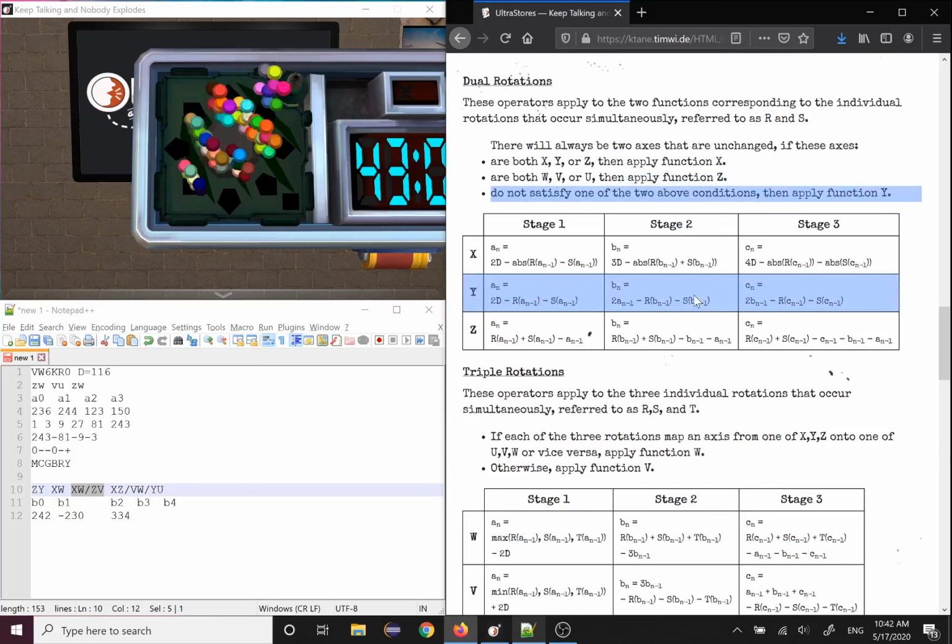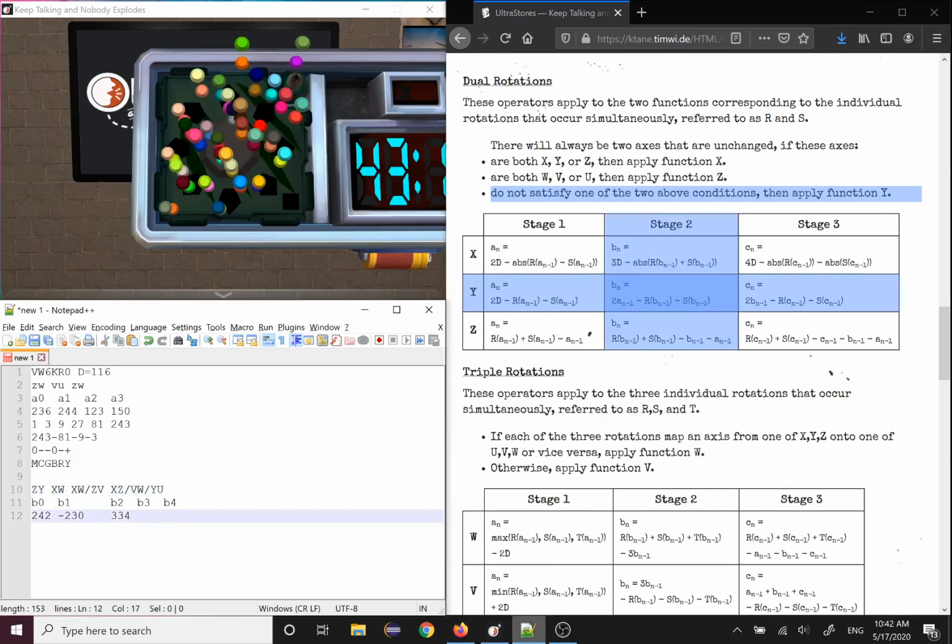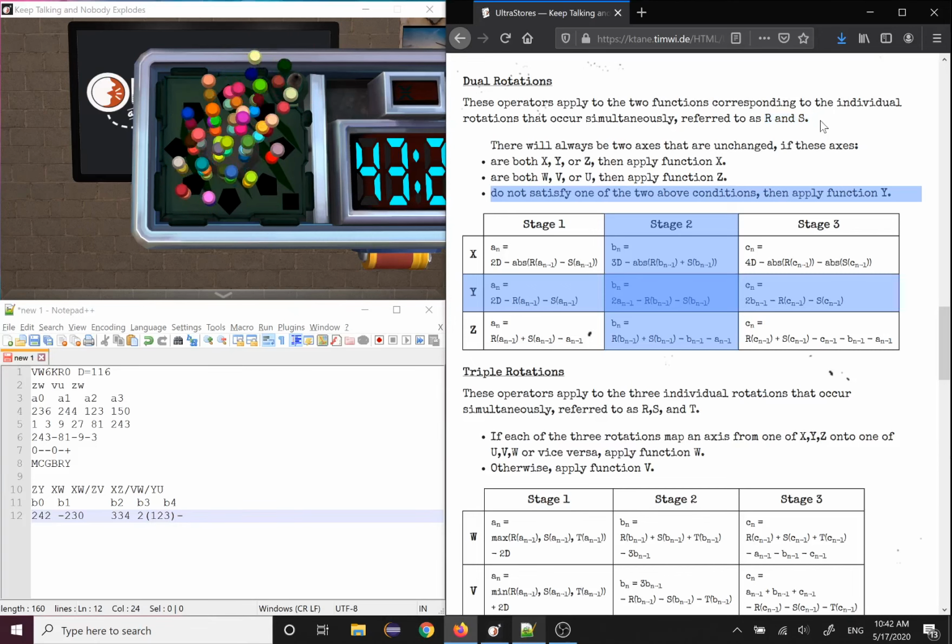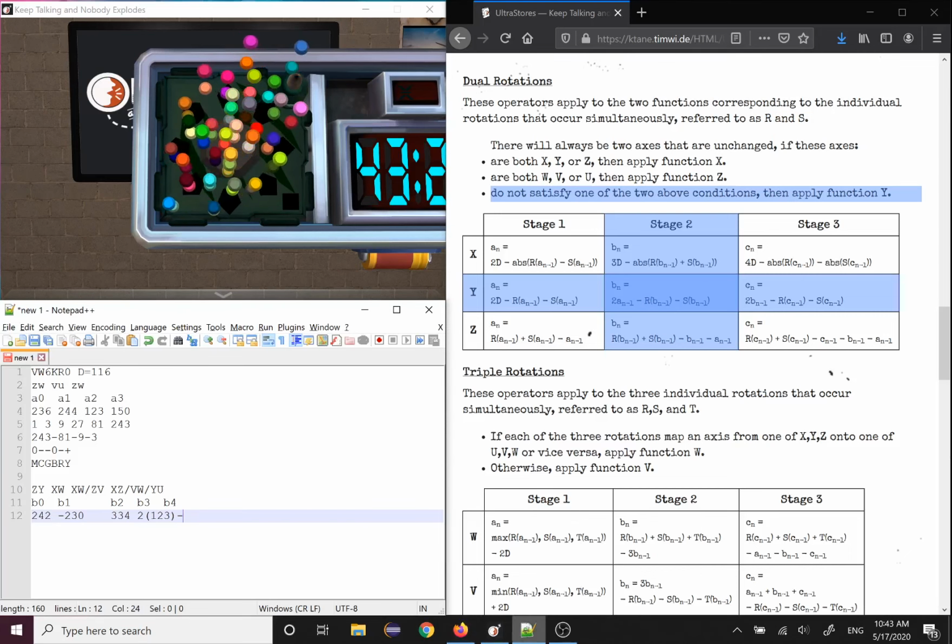But we're applying function y in stage 2, so this b3 is equal to 2 times a(n-1), which is 82, so 2 times 82, which is 123, and we're going to subtract each of these rotations. These rotations are referred to as r and s. It does not matter which one you assign it to, the module takes care of that for you. So we're going to do xw and minus zv, and both of these are applied to b(n-1) or b2, which is going to be our normal input, so we do not have to worry about using a values for these two functions in this case.